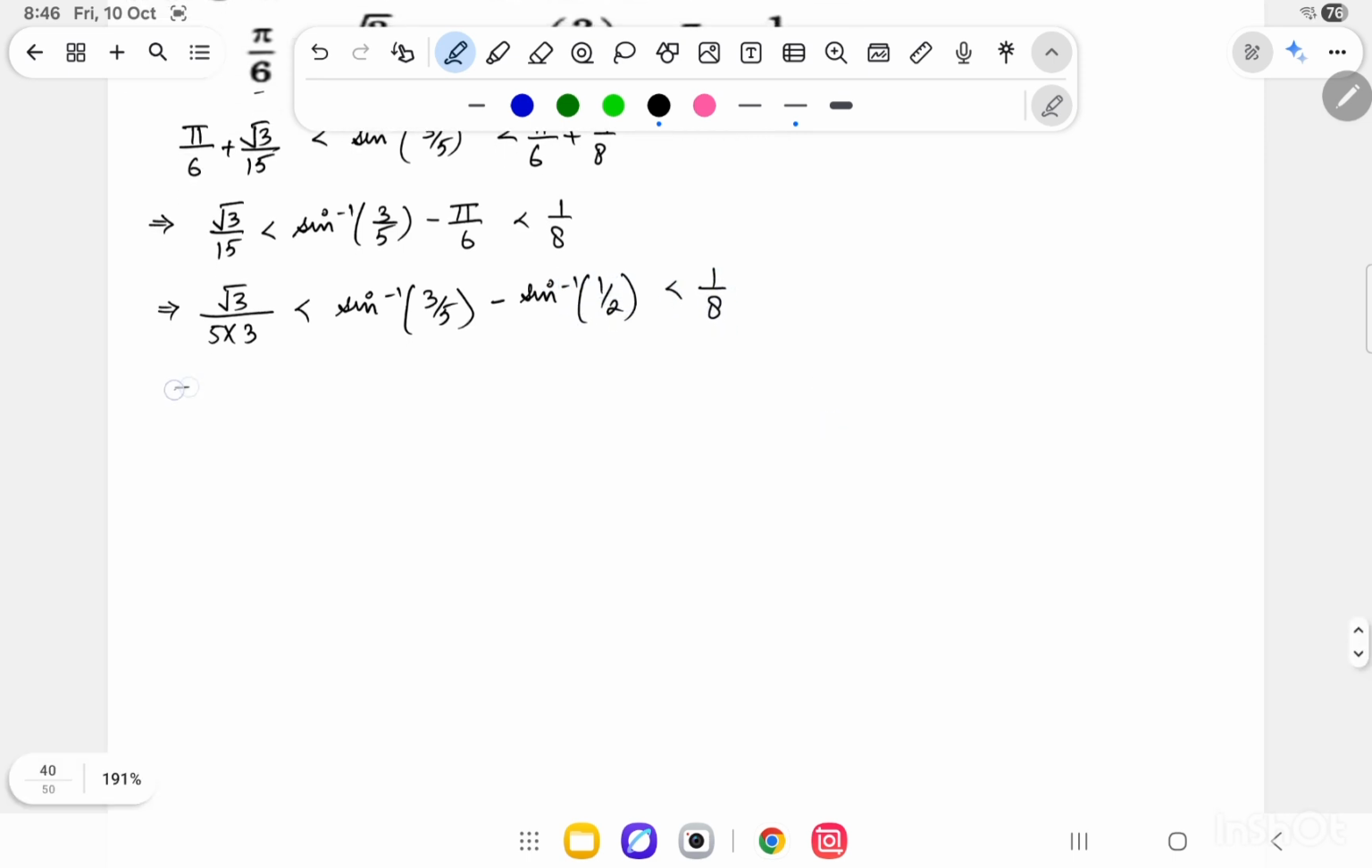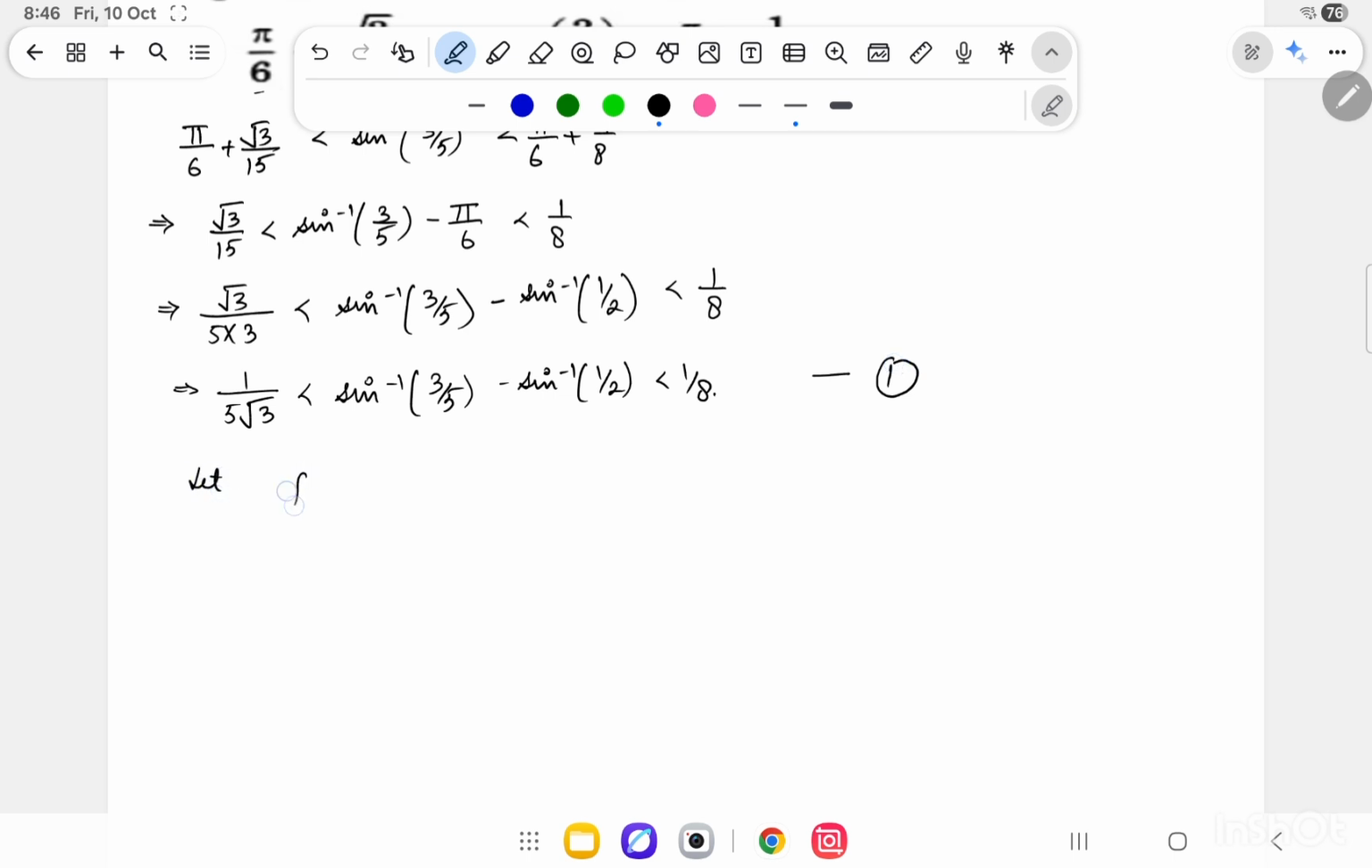Now it simplifies to 1 by 5 under root 3 less than or equal to sine inverse 3 by 5 minus sine inverse 1 by 2 less than or equal to 1 by 8. Now let's just name this relation as relation 1 for the time being, and let's assume that f(x) equals sine inverse x.